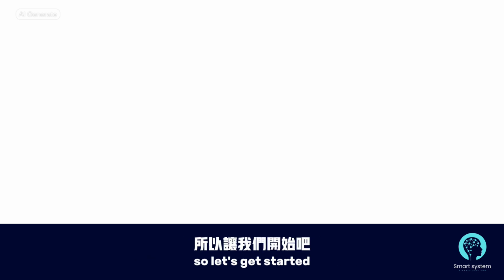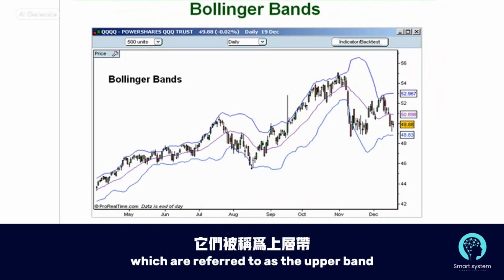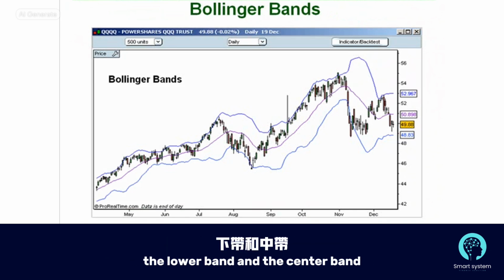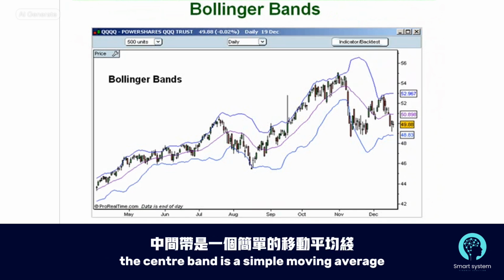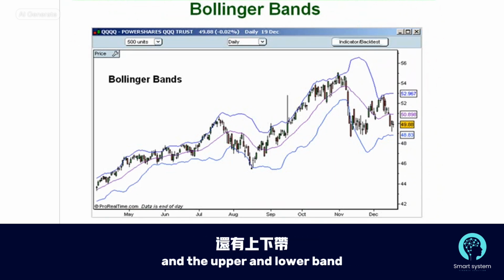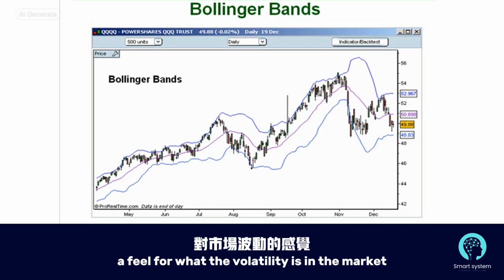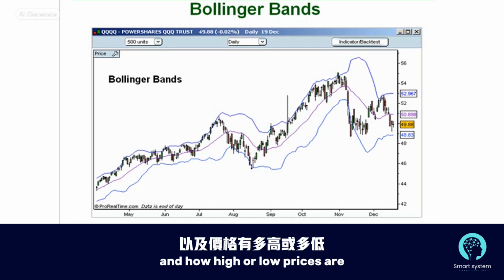So let's get started. Bollinger Bands are comprised of three bands, which are referred to as the upper band, the lower band and the center band. The center band is a simple moving average, which is normally set at 20 periods, and the upper and lower bands represent chart points that are two standard deviations away from the moving average. Bollinger Bands are designed to give traders a feel for what the volatility is in the market and how high or low prices are relative to the recent past.